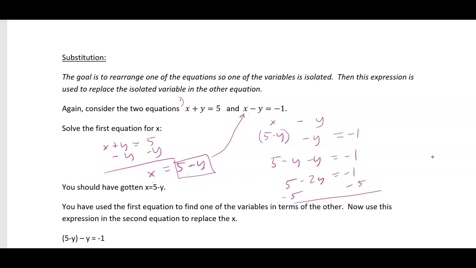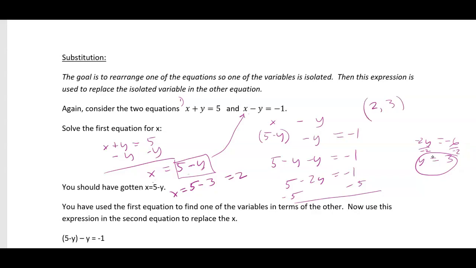And I get -2y equals -6, y equals 3 when I divide both sides by -2. So I take that y equals 3 and put it back in here. Now I know x equals 5 minus 3, which is 2, and indeed our solution is again (2, 3).